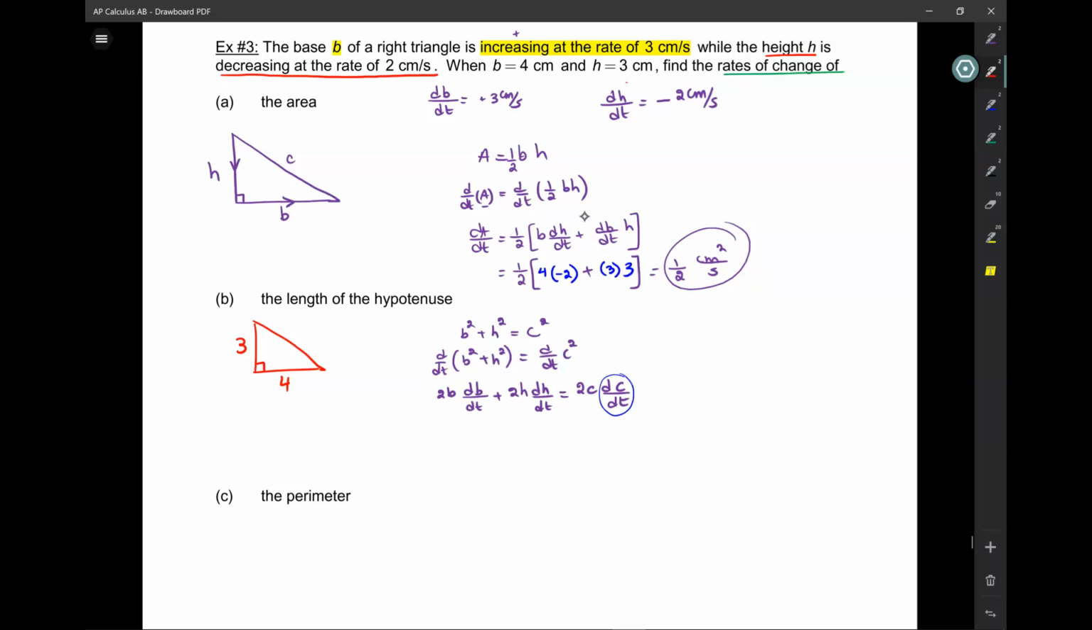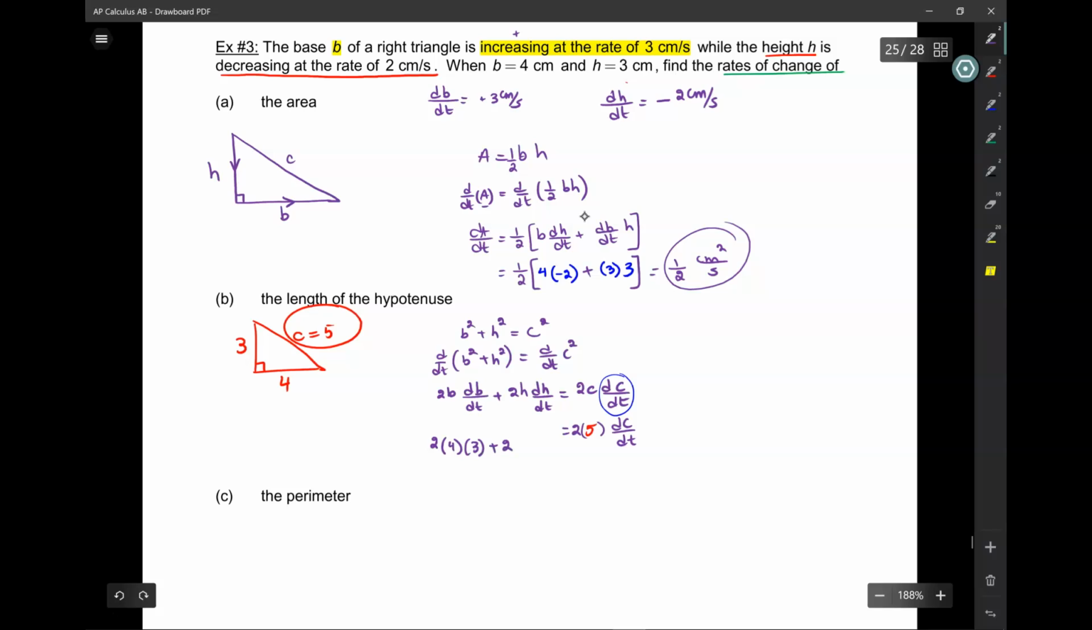So one is decreasing, one is increasing, and you're sitting there with your camera, watching. The moment when b is 4 and h is 3, you take a snapshot, you stop time. That's when we're solving this problem. At that time, c is equal to 5. So that's what we're going to plug in: c is 5. So this is going to be 2 times 5 times dc/dt. And on this side we have 2 times b is 4, db/dt is 3.